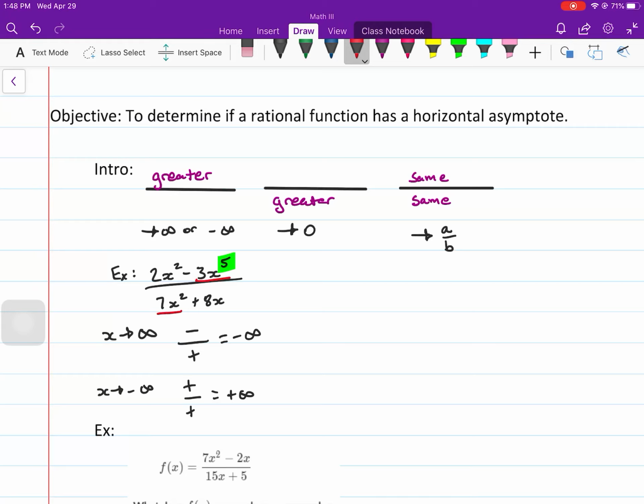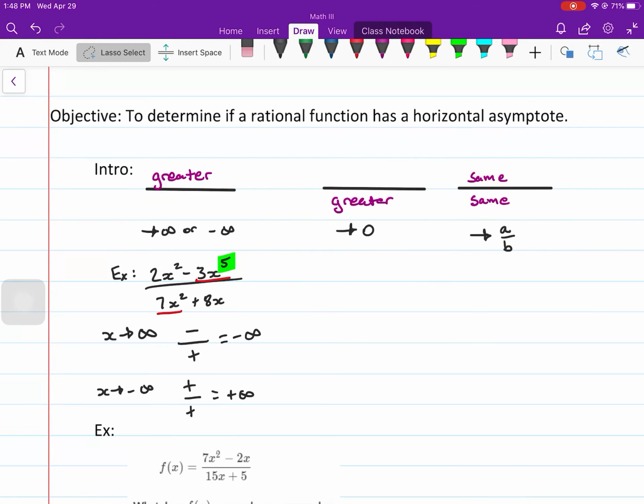Let me just see if I can clean that up. What if the power is greater on the bottom? Let me move this over a bit and create a little bit of space for us. So if the power is greater on the bottom, then it would look like this: 2x squared minus 3x over 5x to the 6th minus 2x. I'm keeping the same powers. So right here we can see that the power is greater on the bottom.